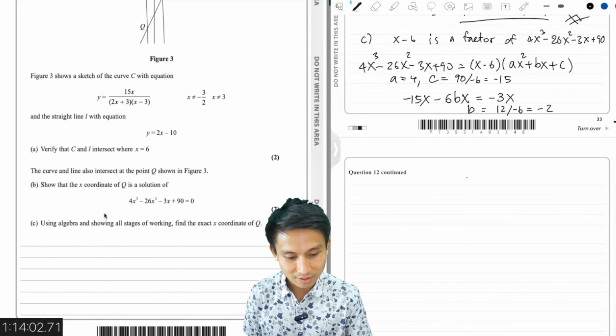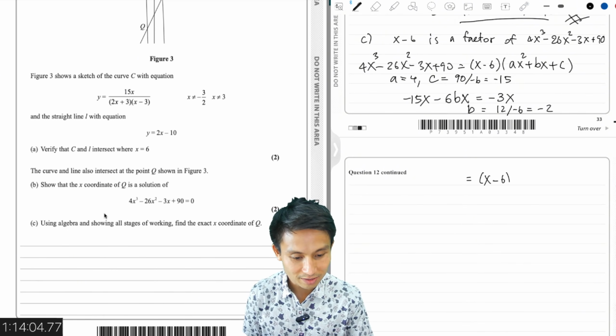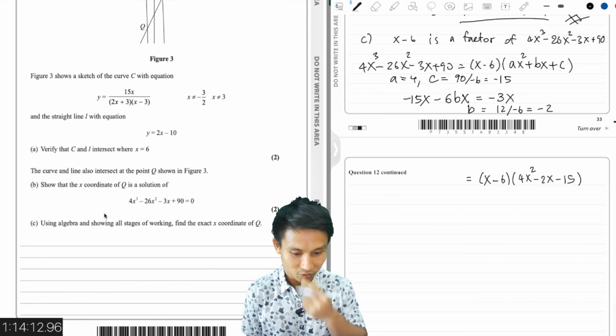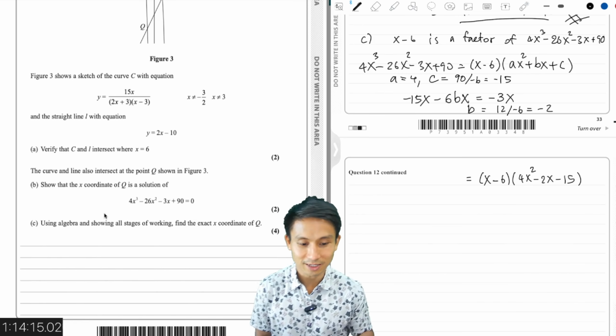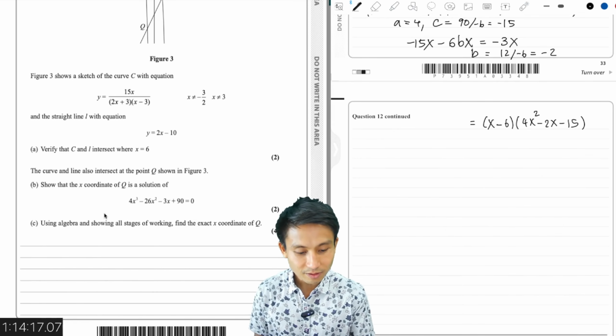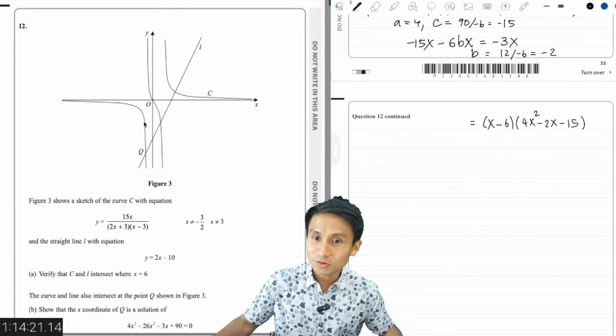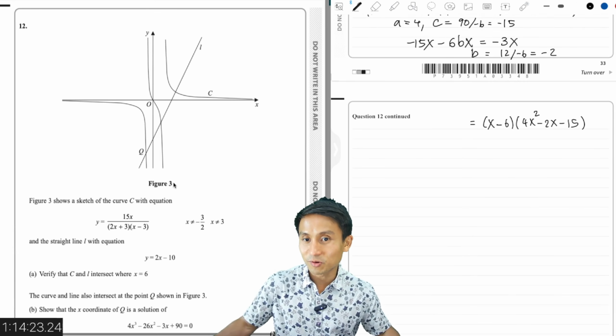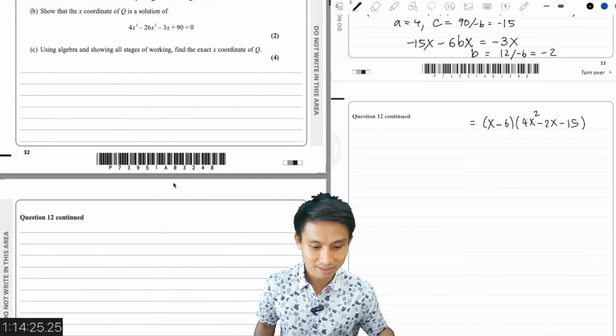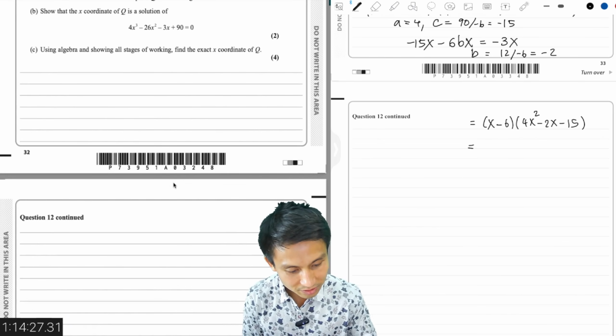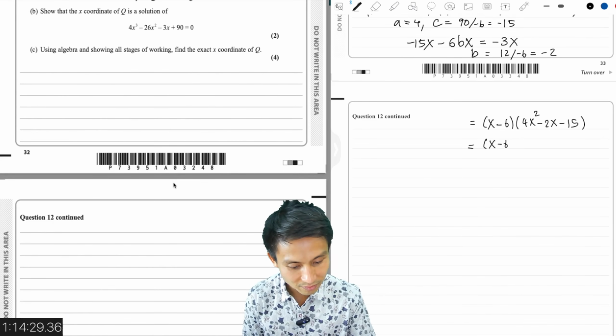So that means that whole thing will be factorized as 4x squared minus 2x minus 15. I'm just reading off the a, b, c there. And can we factorize this further? Well, it seems like we can because they cut at 3 points, so that should be 3 roots. So let me try to factorize that.